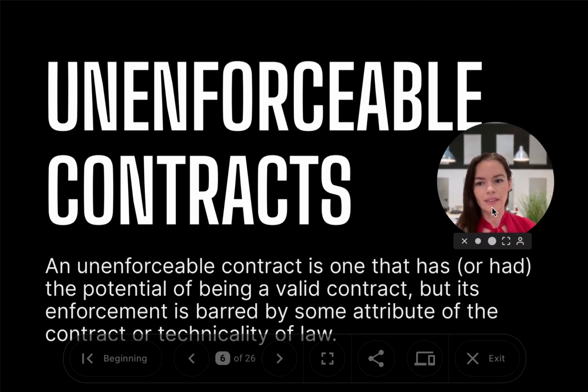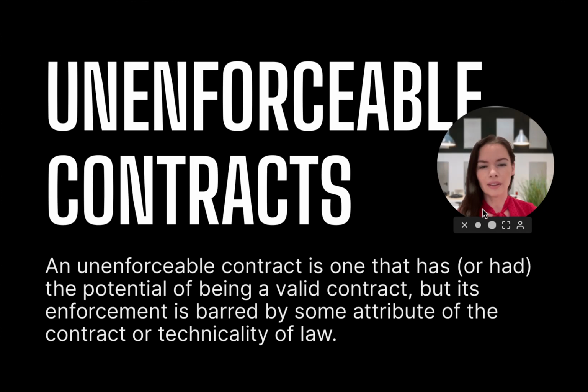Unenforceable contracts. An unenforceable contract is one that has or had the potential of being a valid contract, but its enforcement is barred by some attribute of the contract or technicality of law.